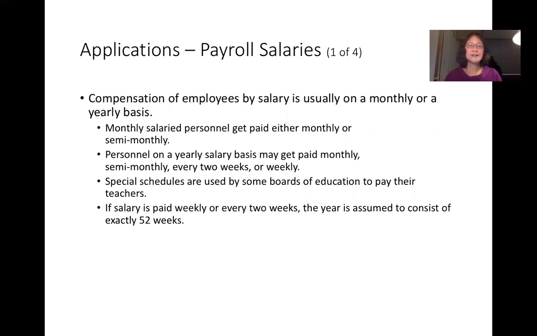Last item on today's lecture is application, pay your salary. Salary is usually on a monthly or yearly basis. Monthly salary, you can get paid every month or twice a month. So personnel on a yearly salary basis may get paid monthly or semi-monthly or every 2 weeks. Special schedules are used by some companies to pay their teachers. If salary is paid weekly or every 2 weeks, the year is assumed to have 50 weeks.